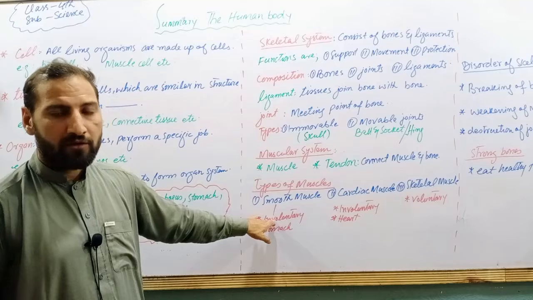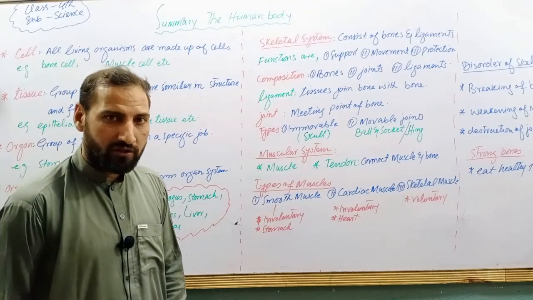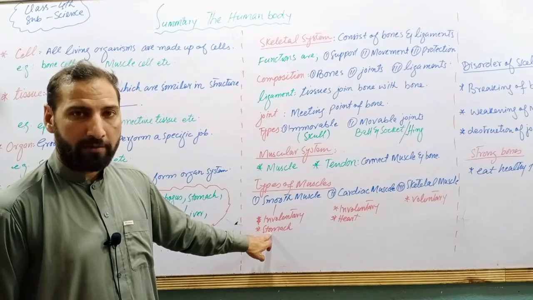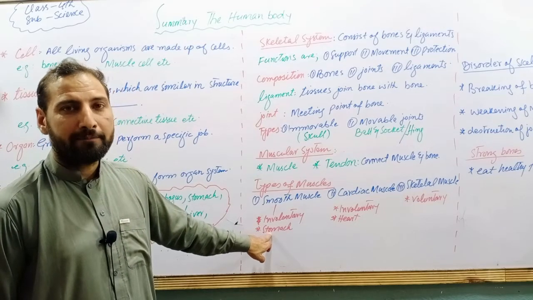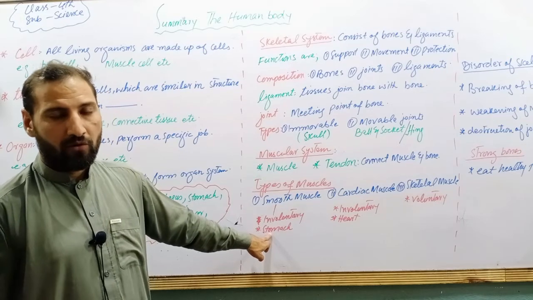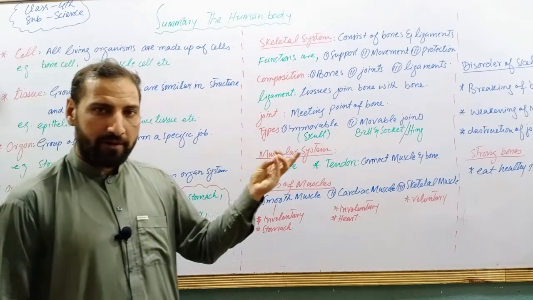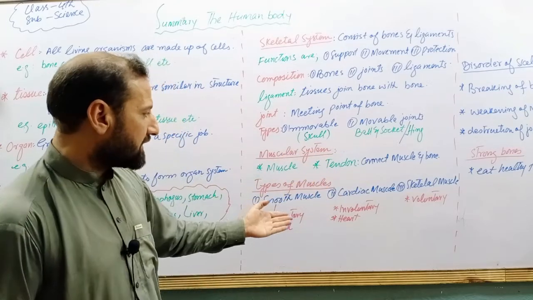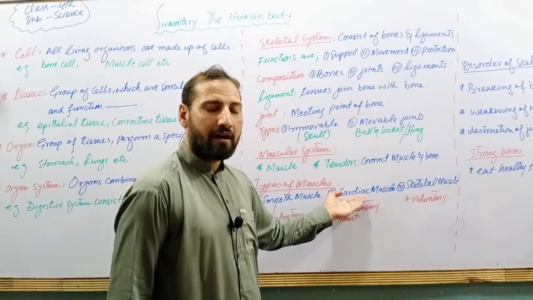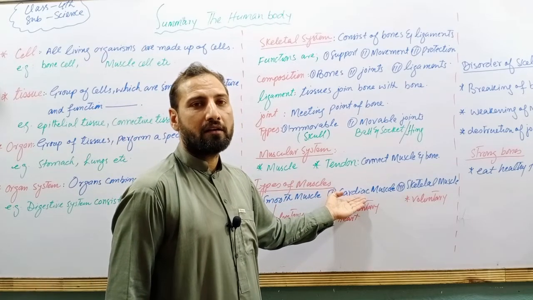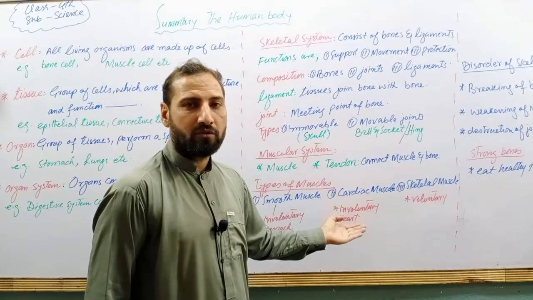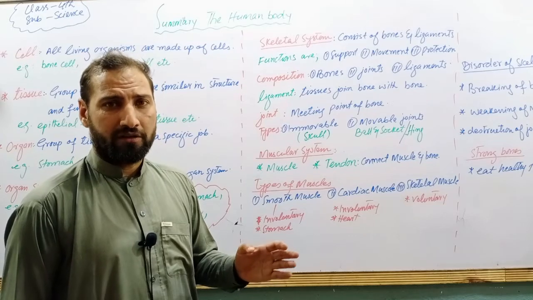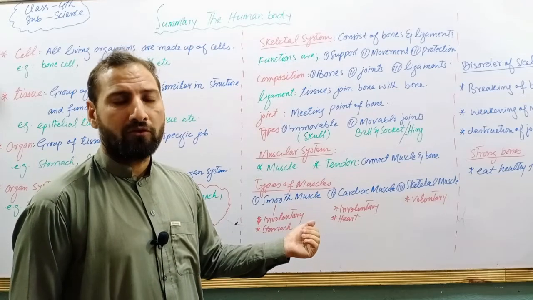Smooth muscles are involuntary in nature, and where are they present? Smooth muscles are present inside our stomach, intestines, and bladder, etc. The second type of muscle is cardiac muscle. Cardiac muscles are present inside our heart, and they are also involuntary in nature, meaning they also move automatically.